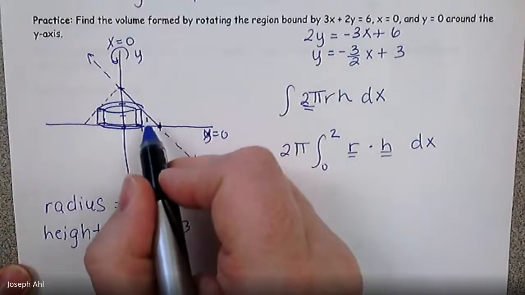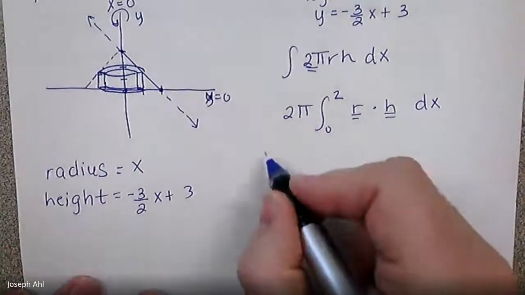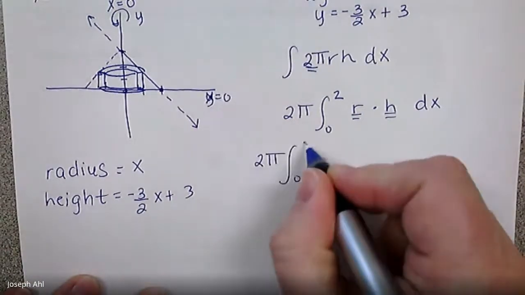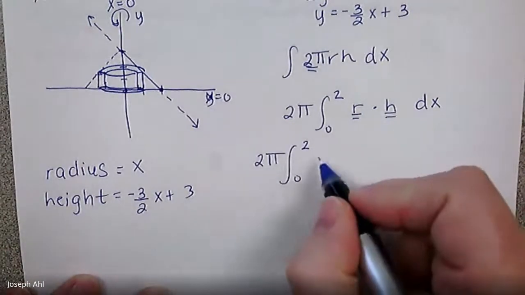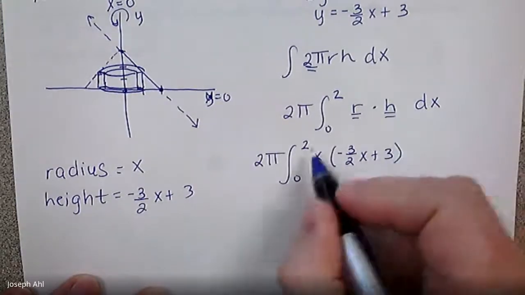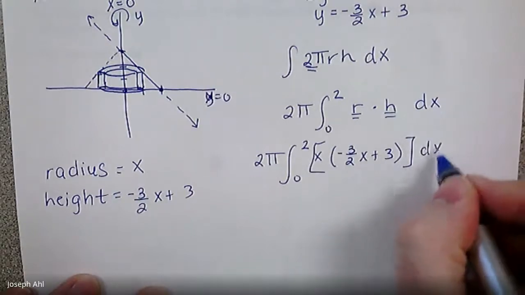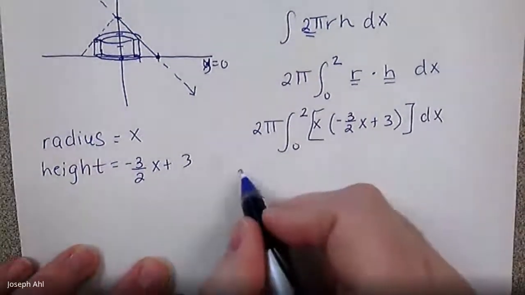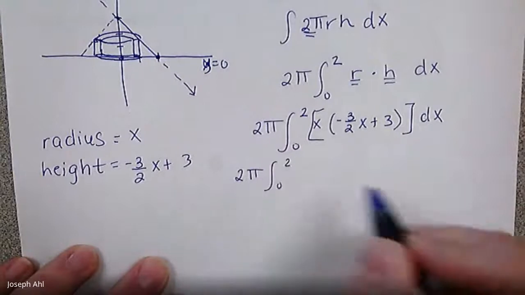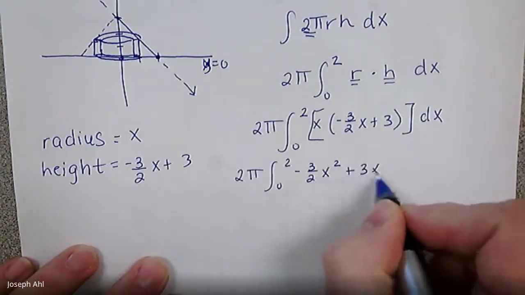And then the height of the cylinder is going to be the height at that curve, negative 3 halves x plus 3. And as soon as I know that, we can sub in that the radius is x, the height is negative 3 halves x plus 3. And now we can integrate with respect to x. So distributing that x in real quick to make my job a little bit easier, we'll get negative 3 halves x squared plus 3x.